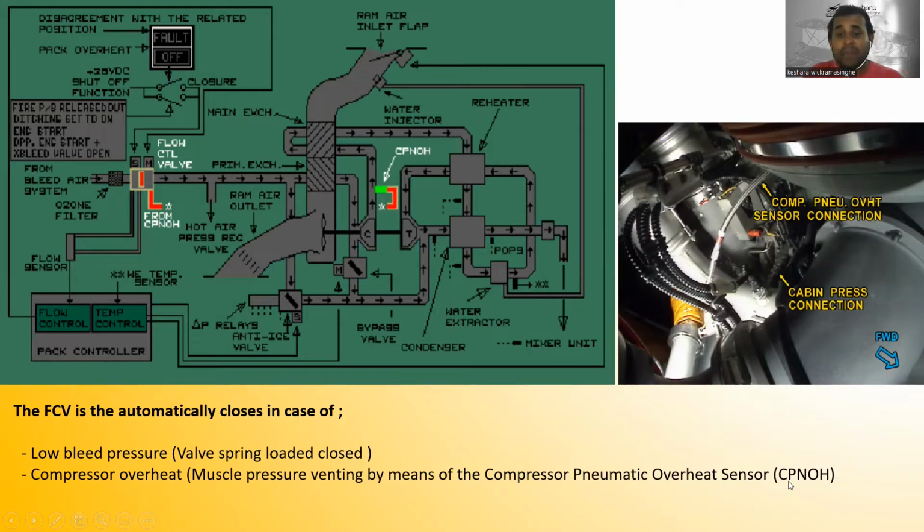So this is the compressor pneumatic overheat sensor. You can see the signal comes from the compressor pneumatic overheat sensor, and this one is closed. The flow control valve is here. You can see the compressor pneumatic overheat sensor connection, and the cabin pressure connection over there. I think you cannot see it.